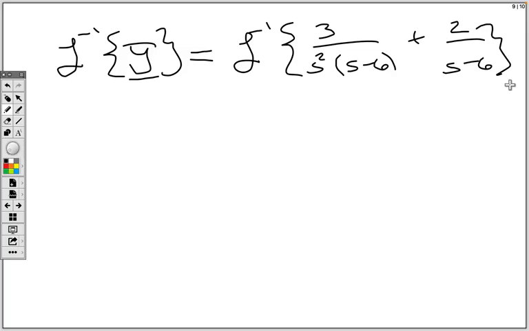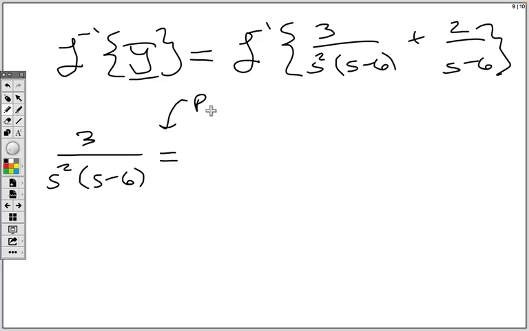Now at this point, it kind of comes down to a couple of different things. Some students like to get a common denominator and then break things up into partial fractions. Or some students like to do partial fractions and then simplify before they take the inverse Laplace. Eventually, we're going to be breaking these up into parts. So my recommendation is, this 2 over s minus 6, that's set. Let's take a look at the 3 over s squared minus s minus 6. We have to break that down into partial fractions.